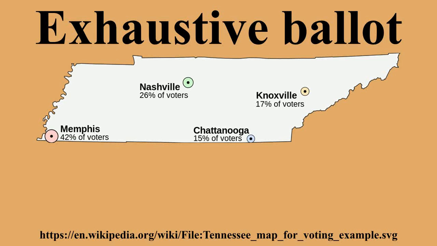However, the two systems often produce different winners. This is because, under the two-round system, a candidate may be eliminated in the first round who would have gone on to win the contest if they had been permitted to survive to the second round. In example 1 above, the winner would not have changed if the two-round system had been used instead of the exhaustive ballot. However, in example 2, the two-round system would have elected Nashville instead of Knoxville.